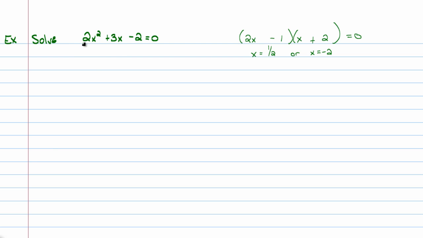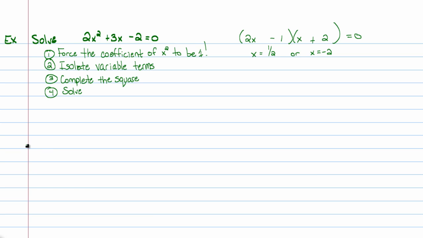You could start doing this if you know that factoring doesn't work, which it actually does in this case, but if you want to do this using completing the square, the first thing you would do is, so I'm kind of adding on parts to our method, force the coefficient of x squared to be 1. And then follow the rest of the steps, which is isolate the variable terms, complete the square, and then solve. So let's do that here.